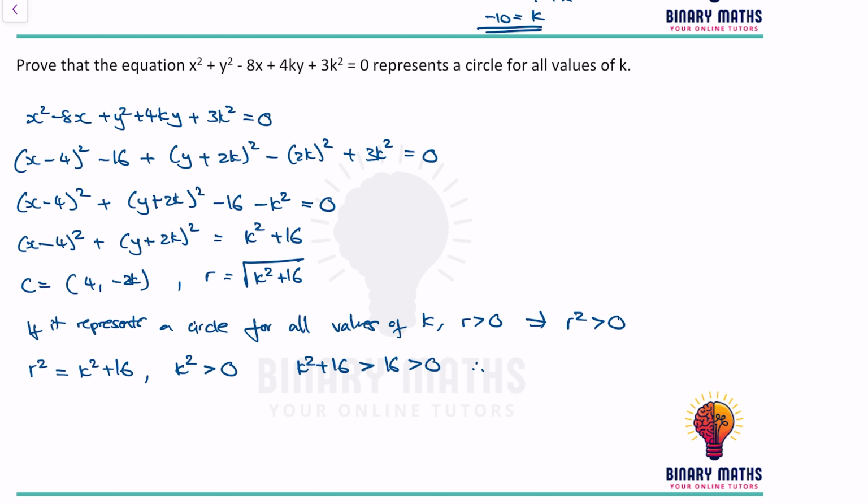Therefore, r² is always greater than 0. Therefore, x² + y² - 8x + 4ky + 3k² = 0 is a circle for all k.